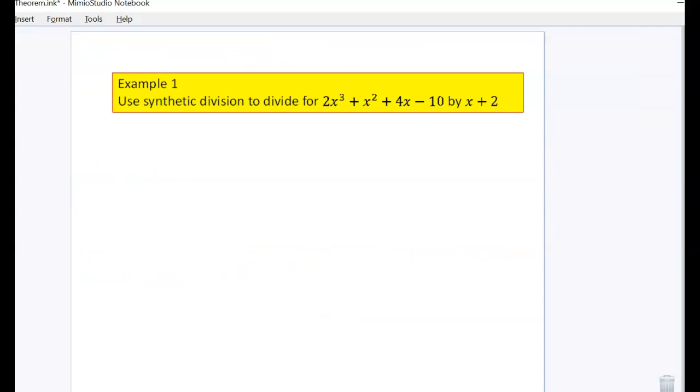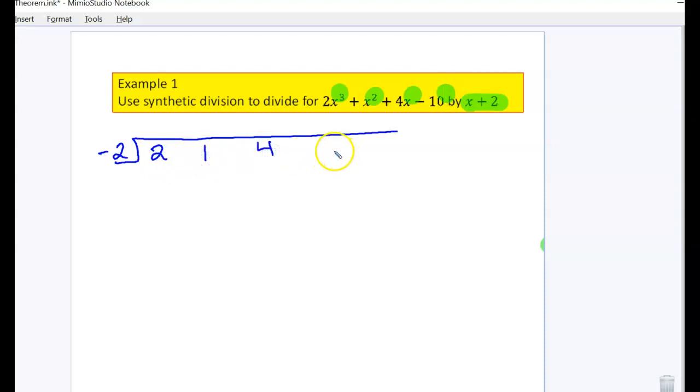All right. I want you now to try to use synthetic division to divide the following. So again, we'll do this one together, and I'll let you try the next one. Okay, so first of all, make our little step and ask yourself what makes x plus 2 equal 0. Well, that's when x is negative 2. Then I check my polynomial to make sure it's going down in descending order, and it is. So now I just take those coefficients in front. So 2, there's a 1 in front of the x squared, 4, and negative 10.